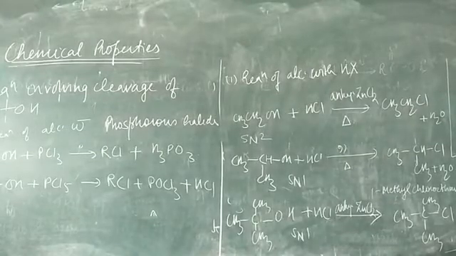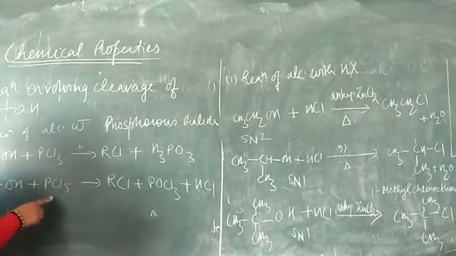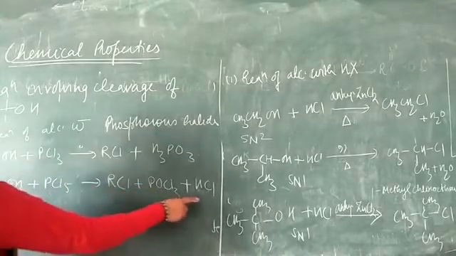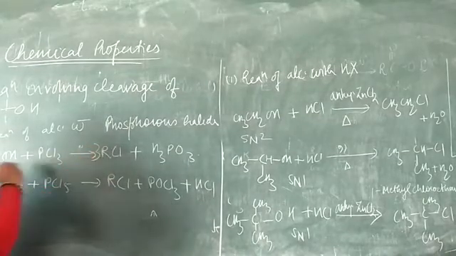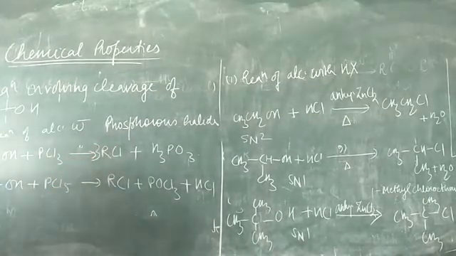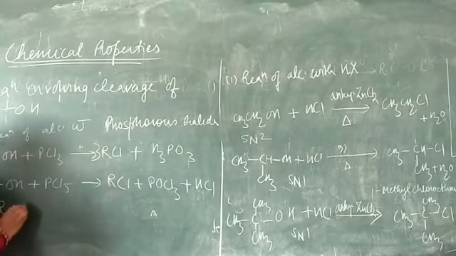Okay, students. So here it is: ROH plus PCl5 gives RCl, POCl3 and HCl, and ROH plus PCl3 gives RCl plus H3PO3. And the next one, students, is the reaction with SOCl2.